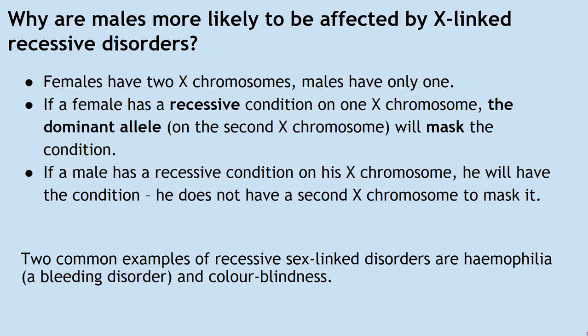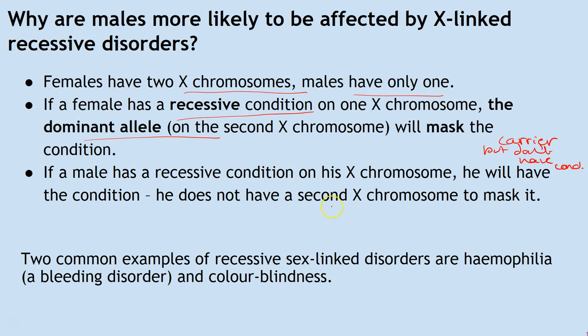So, if we have a look, females have 2 X chromosomes and males have only 1. This means that if a female has a recessive condition on the X chromosome and a dominant allele on the other X chromosome, this will mask the condition. So they will be a carrier, but they won't actually have the condition. Okay, so they can carry it. They wouldn't be affected by it, but they can pass it on.